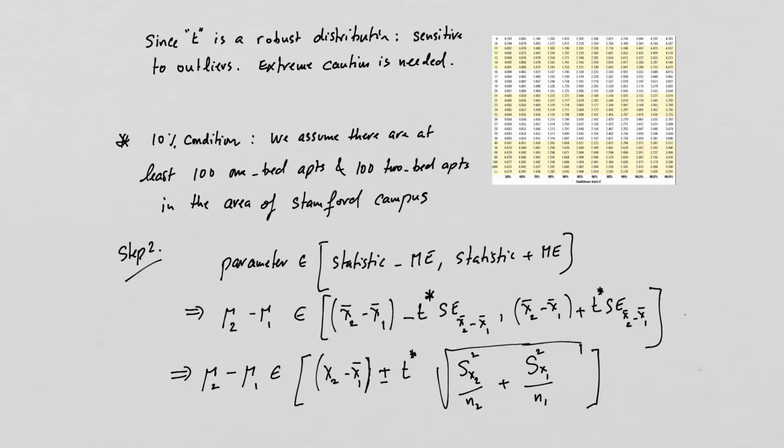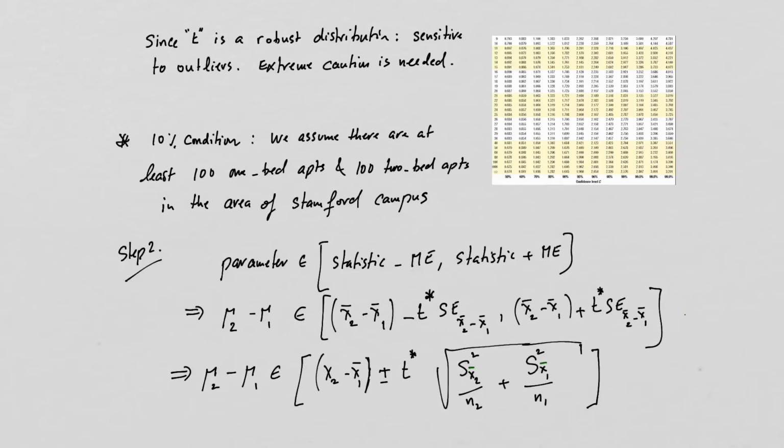Now, the standard error of a difference is the standard error of one of them squared over its sample size plus the standard error of the other piece squared divided by its sample size. I forgot to put bars here.